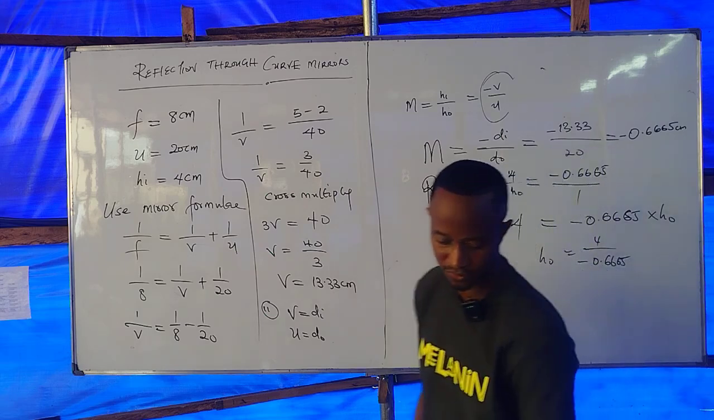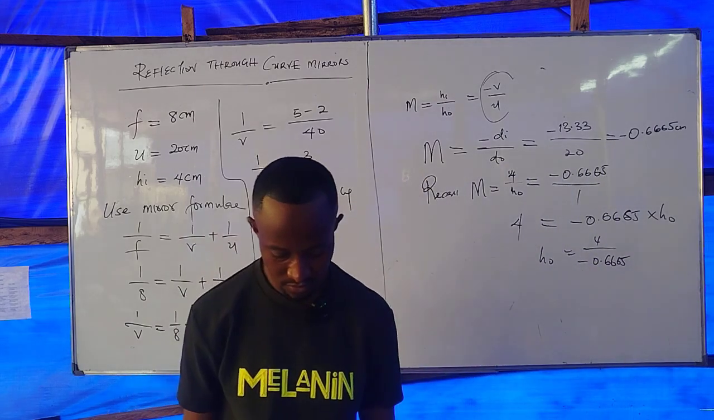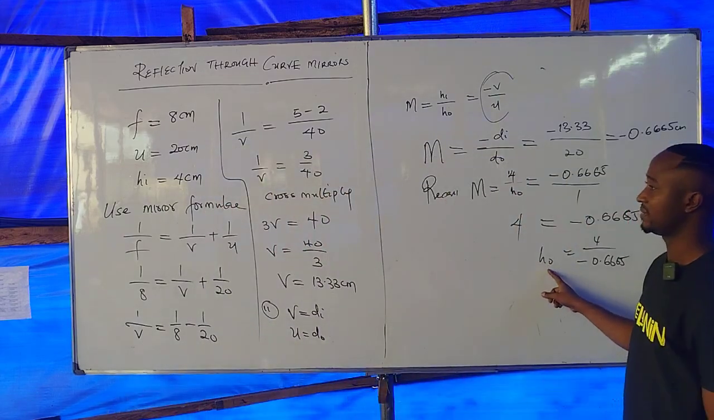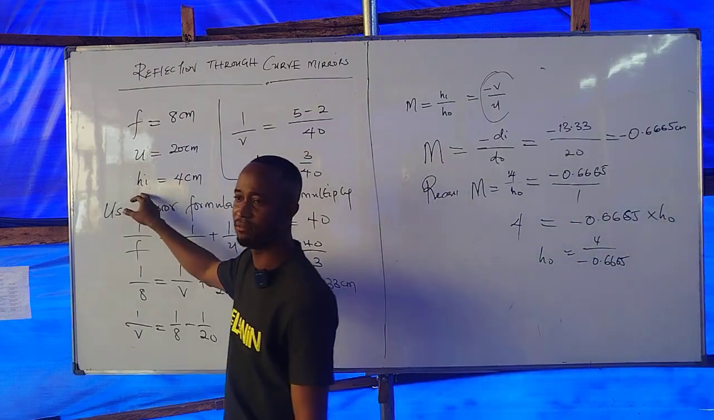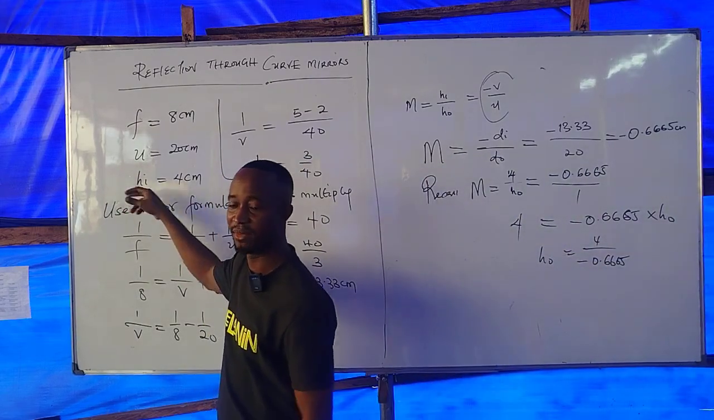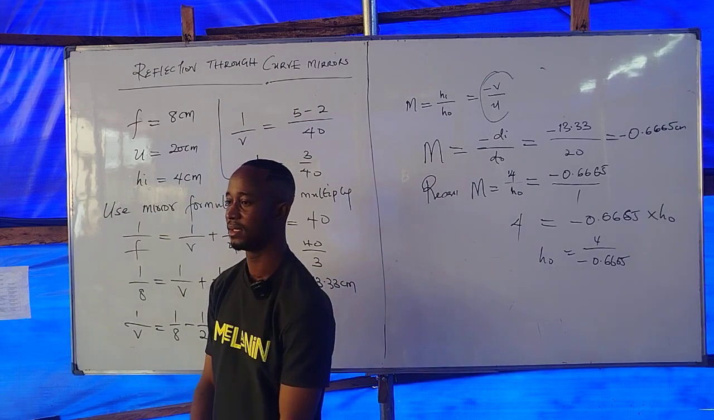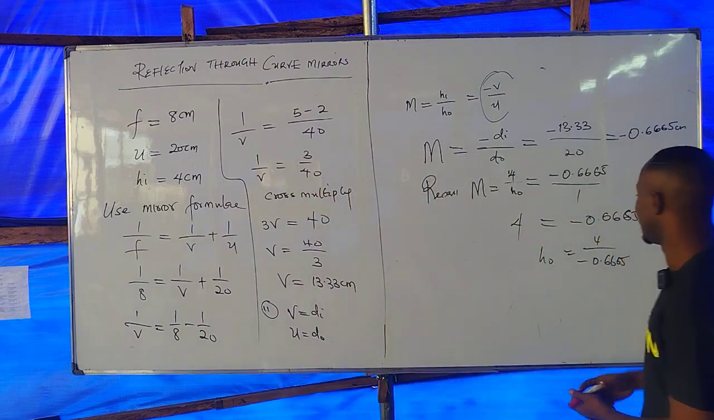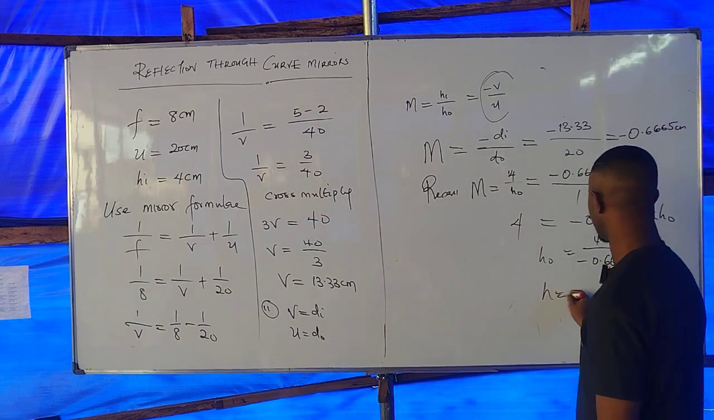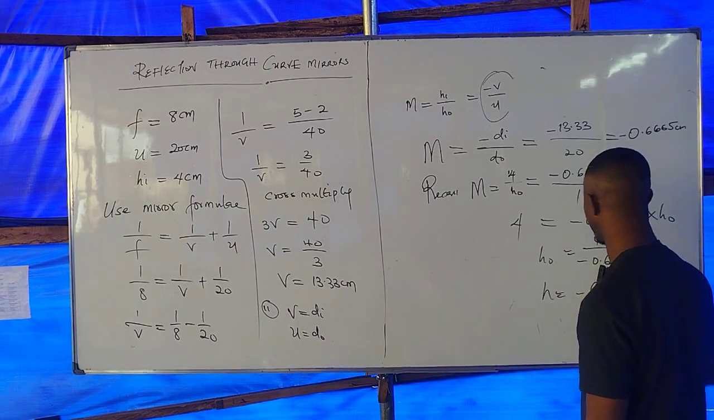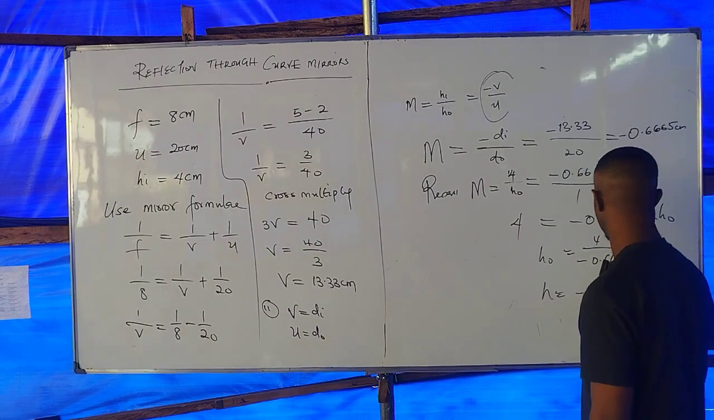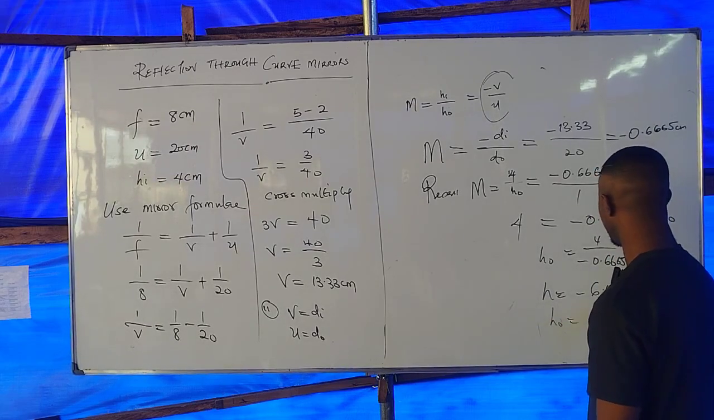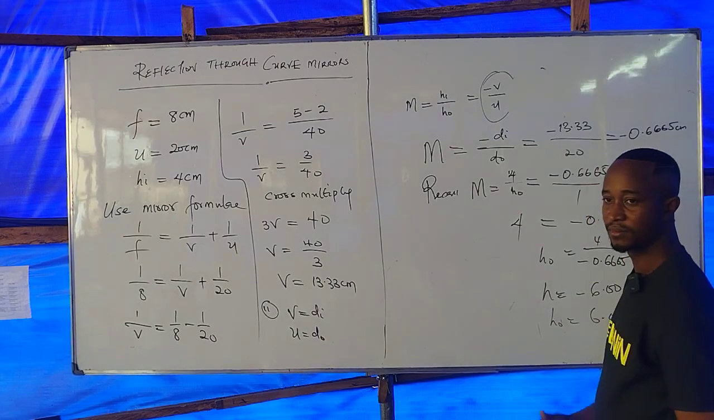What are we asked to find, number 2? How tall is the image? No, object. We are only given how tall the image is, which is 4 centimeters. I say find how tall is the object, so I have to find this. Let's divide. Minus 6.00. So that means the height of the object is 6.00. Just neglect the sign.